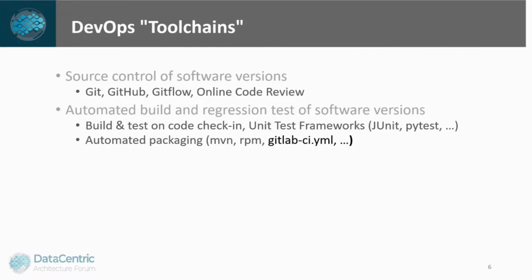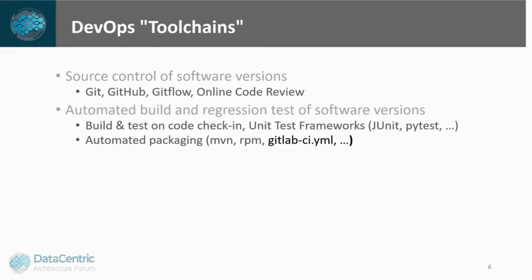So that's your source control of software versions. There are also tools for the automated build and regression test of software versions. This means it will automatically build and test the software, running predefined regression tests right when you check it in. So you don't have to consciously remember to make that step or waste time trying to come up with that. Every time a developer checks in, you can set it up to run that test. There are things called unit test frameworks, which do this regression testing. JUnit is one for Java. There's PyTest for Python. Most modern languages have unit test frameworks.